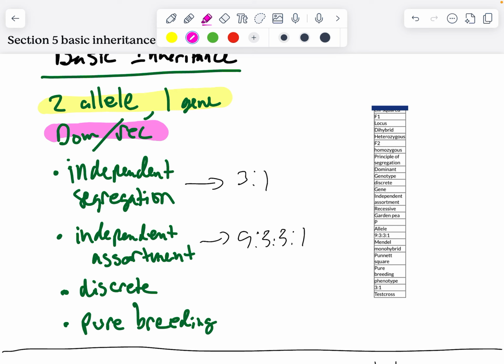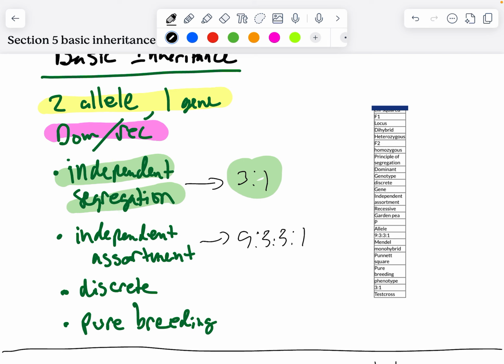And then we have our two Mendelian rules. So the law of independent segregation, which means that for any two forms of a gene that an individual has, when that individual produces gametes, each gamete will only have one of those two forms. They separate from each other. And that gives rise to this 3-to-1 ratio.